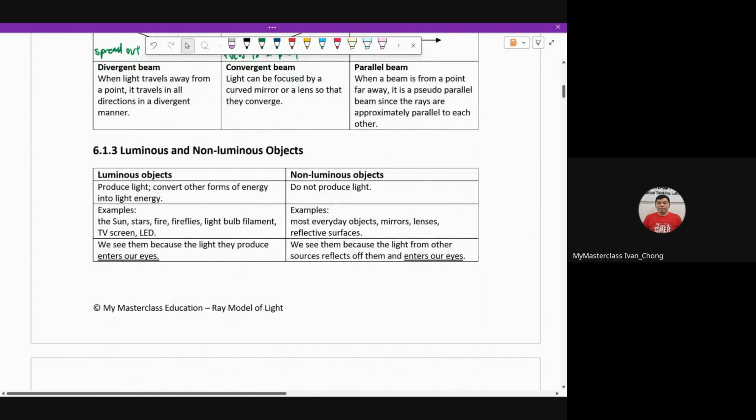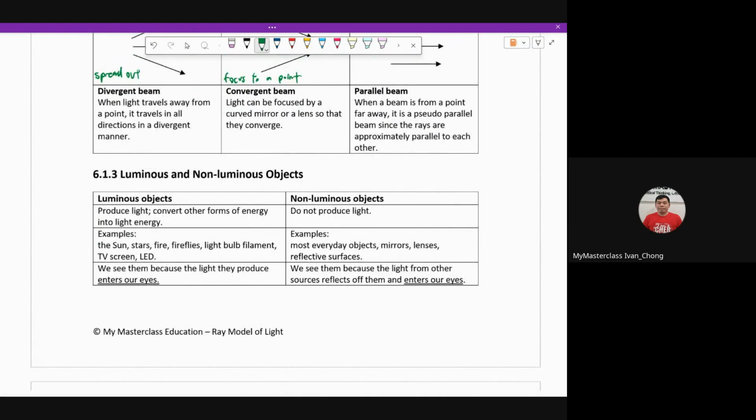So next, apart from that, you also have a few terms that you need to know. Your luminous object means that it can produce its own light. And your non-luminous object basically cannot produce its own light. The very standard examples that they use are basically the sun versus the moon. Even though we have the term moonlight, the moon itself doesn't produce its light. Whatever light that you see from the moon is what we call reflected light. Basically, the moon reflects light from the sun so that we can see the moon itself.